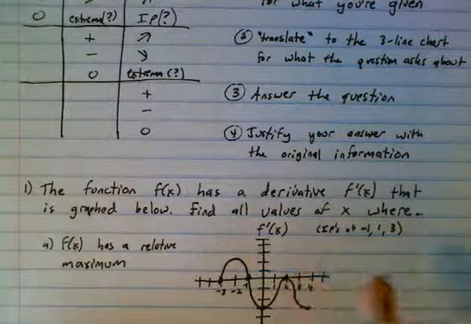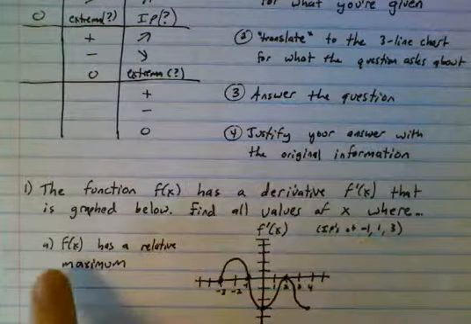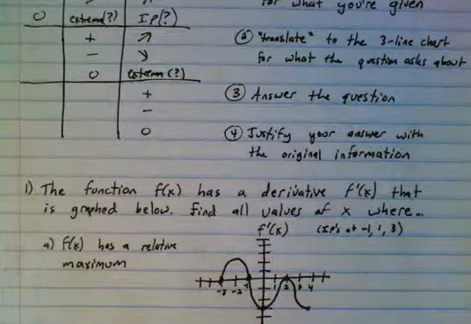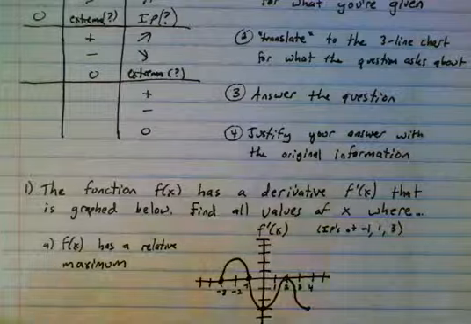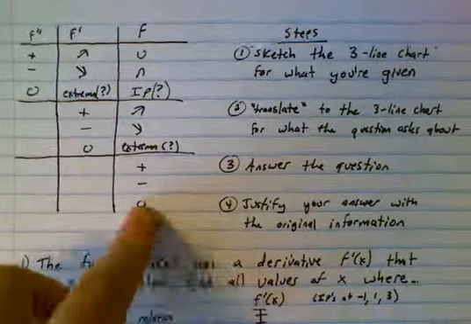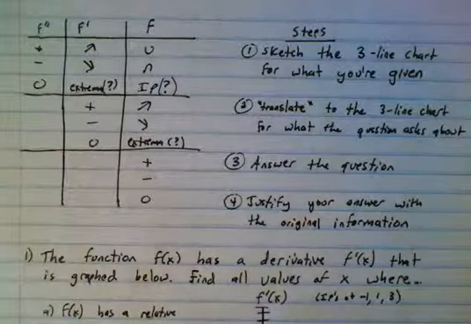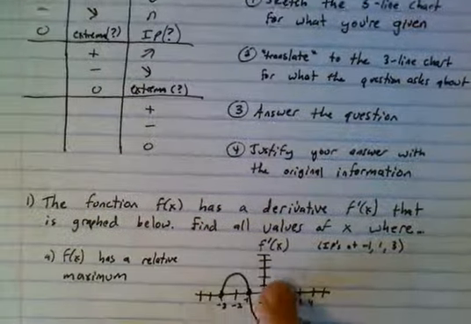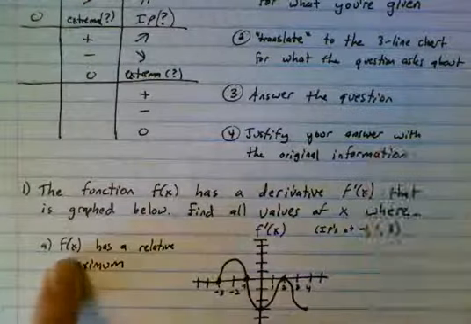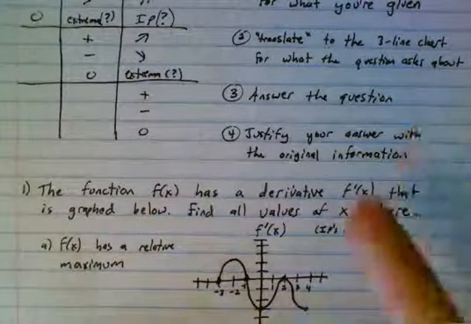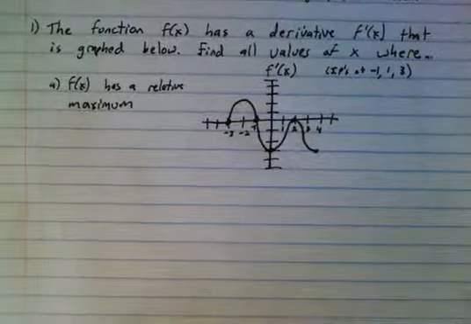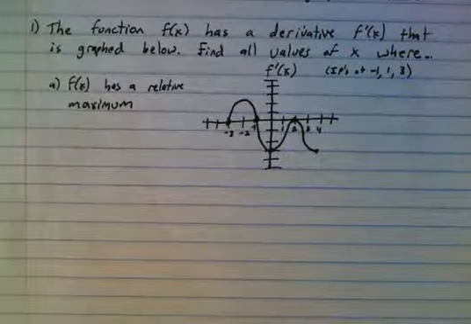And then we want to find information like what values of x f of x has a relative minimum or a relative maximum or an inflection point or whatever. So these are the steps that we're going to go through. We're going to be using this table and our three-line charts again. Basically, we're going to sketch the three-line chart for what we're given. In this case we're given f prime of x. We're going to translate that to what we're asked about, which is f of x, answer the question, and then justify it. So if you take a second, pause the video, and sketch this little diagram for this problem.